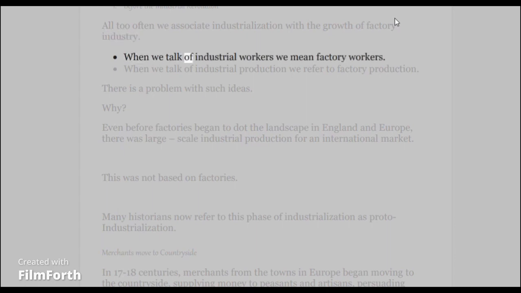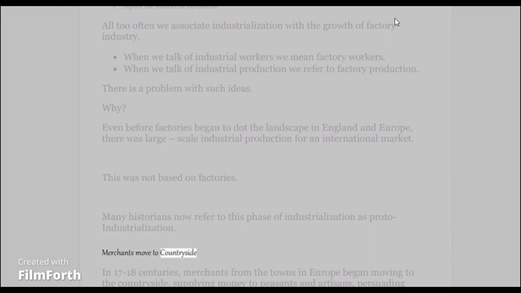Before the Industrial Revolution, all too often we associate industrialization with the growth of factory industry. When we talk of industrial workers, we mean factory workers. When we talk of industrial production, we refer to factory production. There is a problem with such ideas. Why? Even before factories began to dot the landscape in England and Europe, there was large-scale industrial production for an international market. This was not based on factories. Many historians now refer to this phase of industrialization as proto-industrialization.